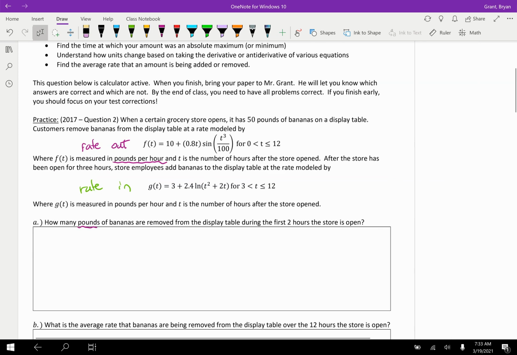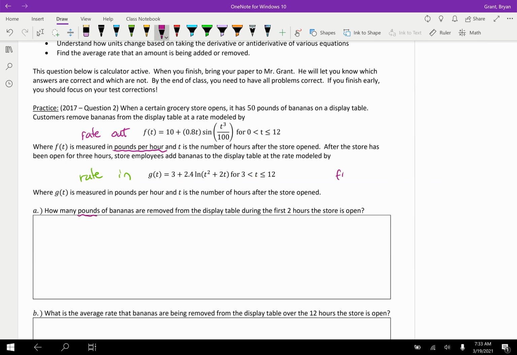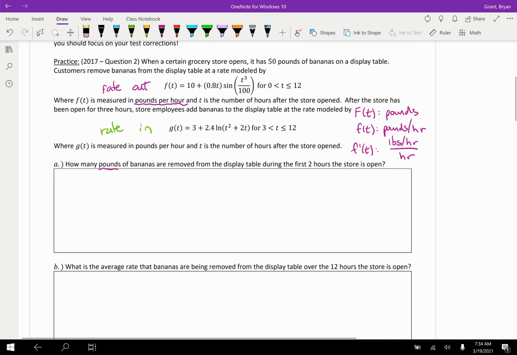So if we think about this, and I'll just jot this down over here, f of t is in pounds per hour. I always like to just see this hierarchy. That means f prime of t is going to be pounds per hour, and the antiderivative, maybe I'll do capital F of t, would just be pounds. So if I have f of t and I want to get up to capital F of t, we need to do the antiderivative. So how many pounds are right?